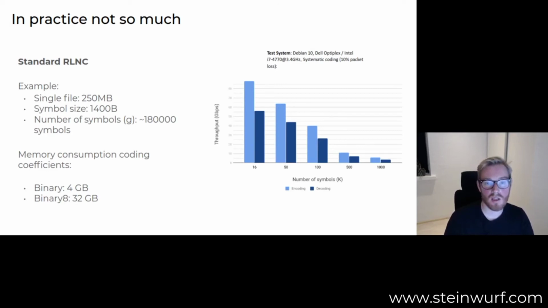Here we take as an example a single file of 250 megabytes, and we split this file into 1400 byte symbols or data packets, which could be sent over the network. This means that we will end up with something like 180,000 symbols in our equation system. So we have 180,000 symbols in this data matrix M, and each of them would need to be multiplied with a coefficient, and we would create a sum of all of these and then send that out as an equation. Since we have to do Gaussian elimination, for example at the receiver, storing the coding coefficients, if we use just a single bit for the coefficients, would result in a memory consumption of 4 gigabytes. If we used, for example, 1 byte for every coding coefficient, we would need 32 gigabytes of memory just for the coding coefficients in the decoding algorithm.